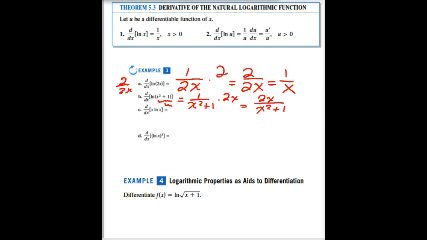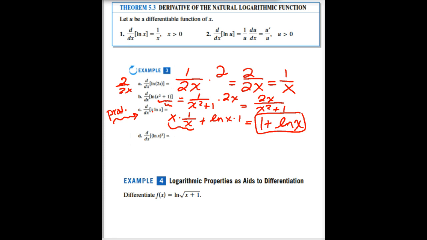So on the next one, now we're going to make sure we remember all our other rules while we're using this new rule. When I'm doing the derivative of a product, I use the product rule. It says I do first times the derivative of the second. Derivative of ln x is 1 over x, plus second times the derivative of the first. And the derivative of x is simply 1. So what this gives me is 1 plus the natural log of x, and I'm done.